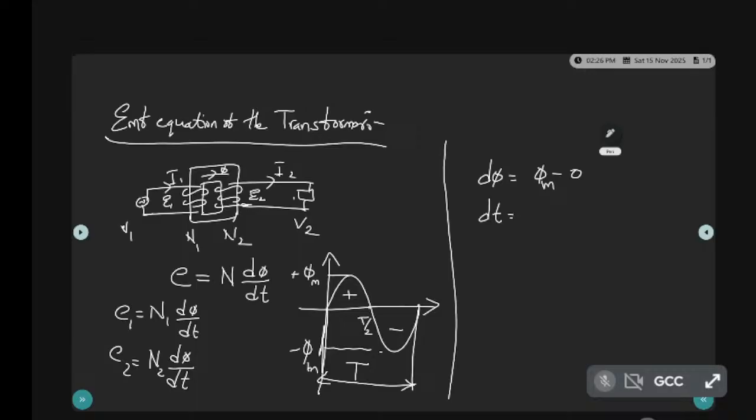Again I am dividing. In order to get φm, it takes T by 2. In order to get the maximum value, how much time is it taking? T by 4 time. How to get the maximum value, maximum φ? When I am getting the maximum value, how much time is it taking? T by 4 time.